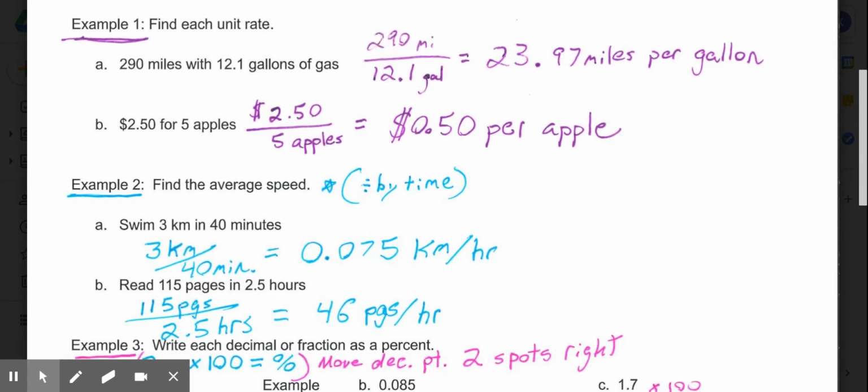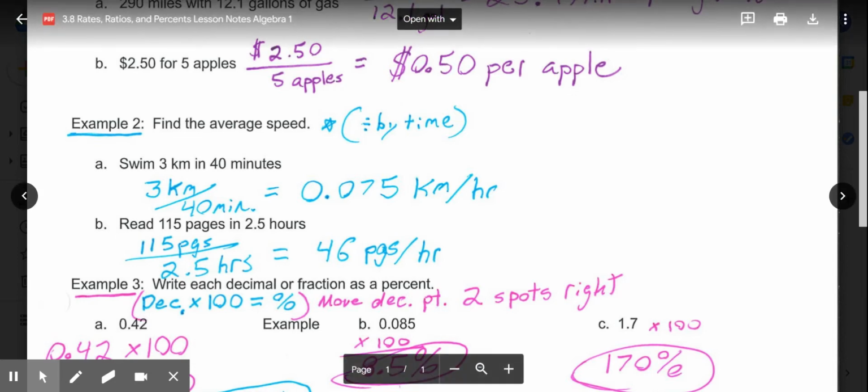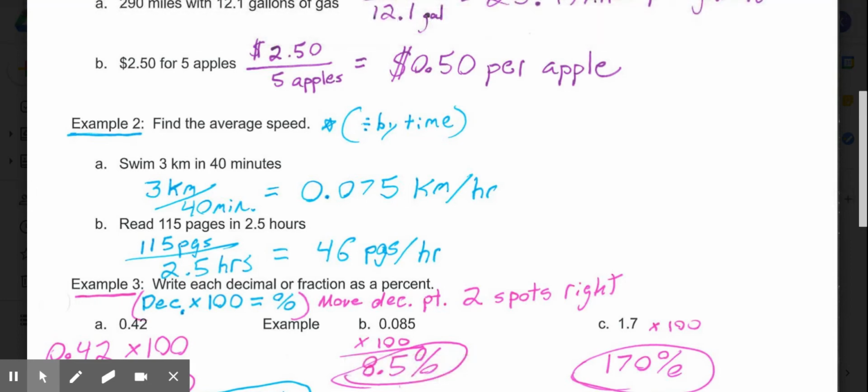Now, averages are another way that we can use unit rates. So we're averaging it out of 1 unit. In this case, if we had 3 kilometers over 40 minutes, then we would do 3 kilometers divided by 40 minutes, and this should be 0.075 kilometers, not per hour, but per minute. That was a mistake on my part. The unit there should be MIN for minutes.